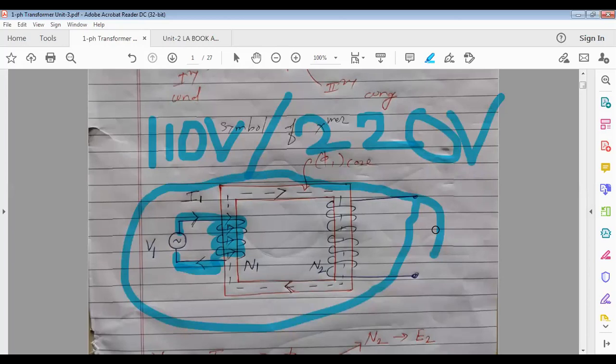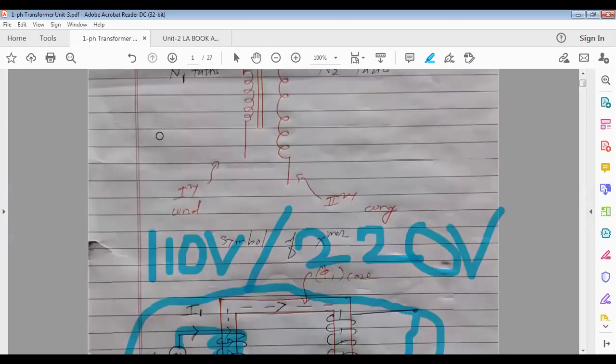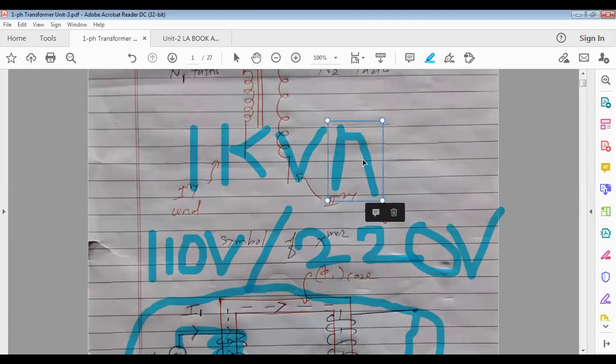So for example, for the transformer you are going to use in the 5th experiment, the specification is 1 kVA, 110 volts / 220. Means its kVA rating is 1. What do you mean by kVA rating? That also we'll see.